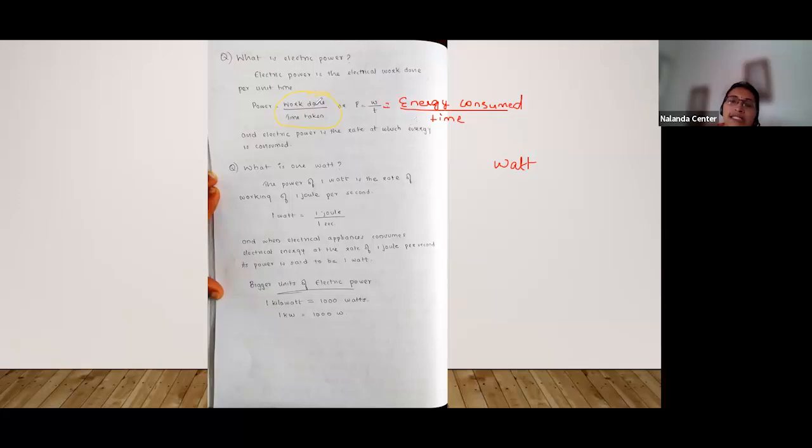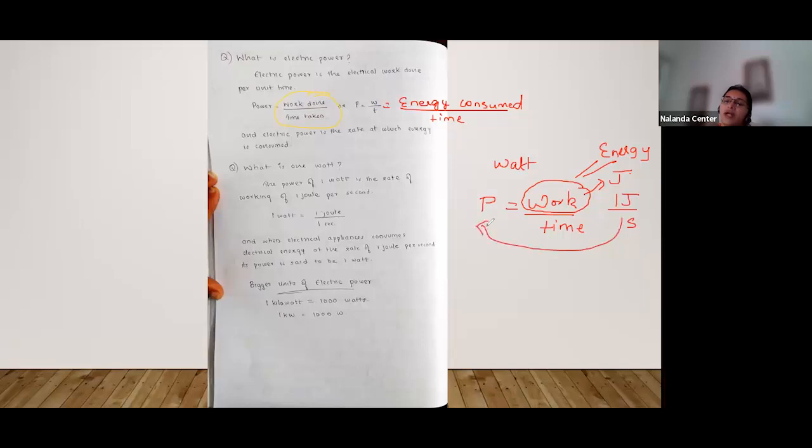So now you have to define 1 watt. What is 1 watt? See, you have to start from the mathematical formula: work done by time. Okay, what is the unit of work? It is going to be joule. As I already told you, energy and work are kind of synonyms of each other. The unit of energy is joule, the unit of work is also joule. So if 1 joule of work is done in 1 second, then we say that the power is 1 watt.